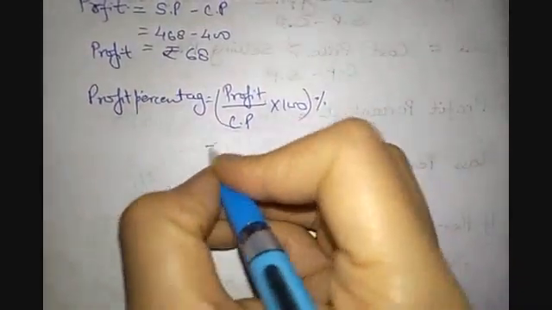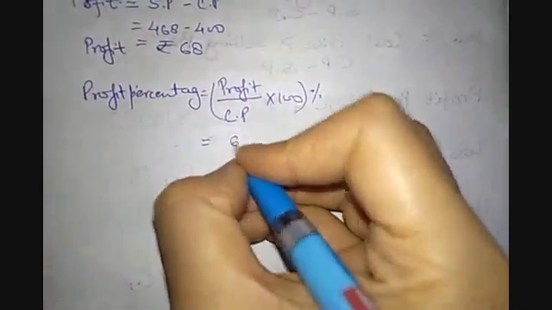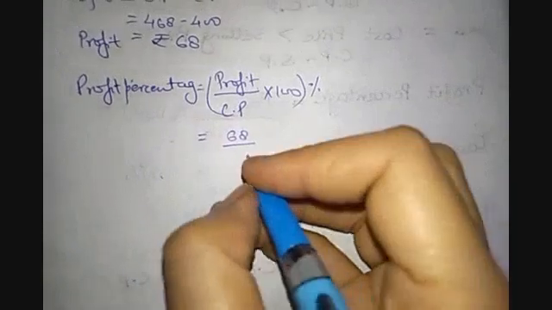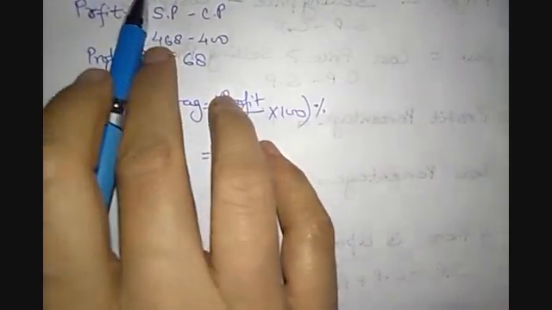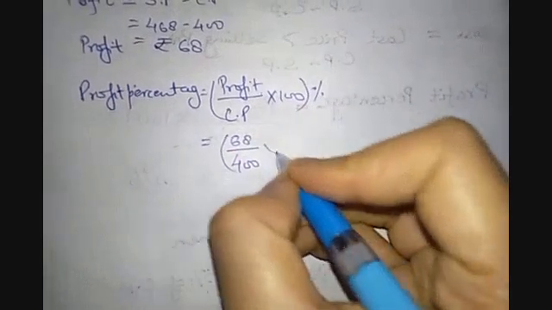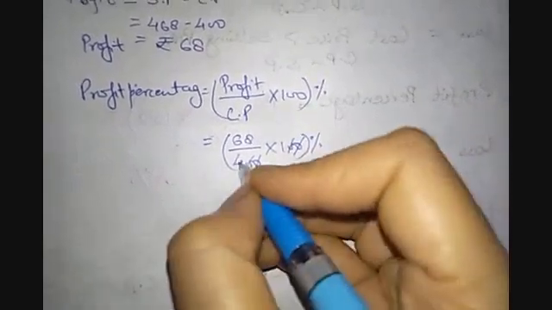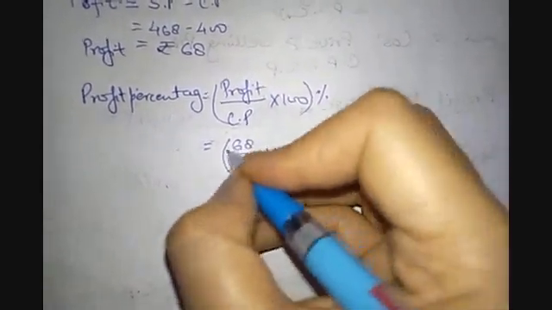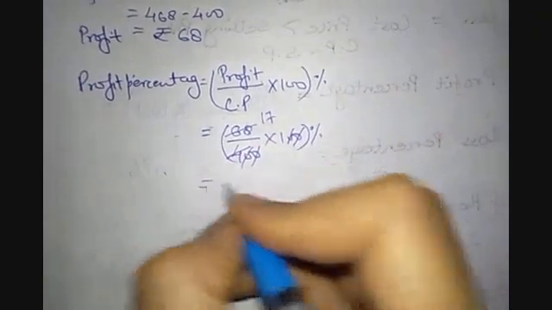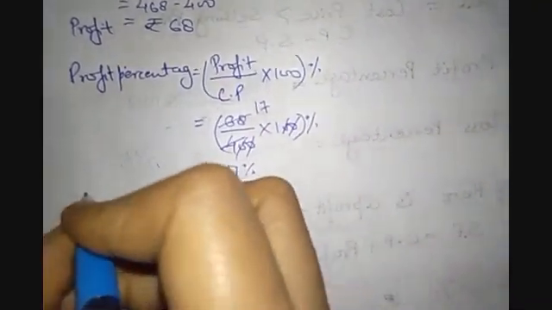Profit percentage. I will put the value. Profit was 68 rupees, cost price is 400, and now I'll put 100 and try to simplify. It comes to 17%. So the profit percentage is 17%.